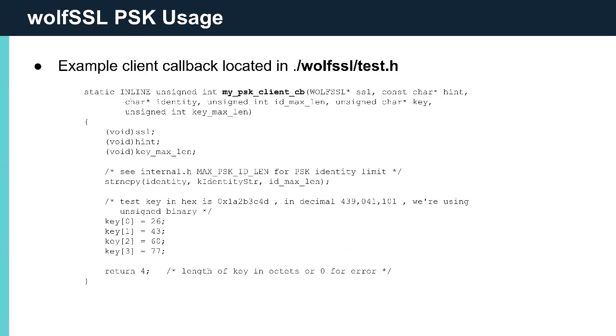So here's an example callback. We have this in our wolfssl/test.h file called my_psk_client_cb. It's just a simple callback where you can see that we copy an identity string into the identity argument. And then we have a key that's 4 bytes long. You can see we're setting that into the key array, indexes 0, 1, 2, 3, to 26, 43, 60, 77. And we return the length of the key, which is 4. So that key that's set there should be the same as the one that's picked and set on your server side.